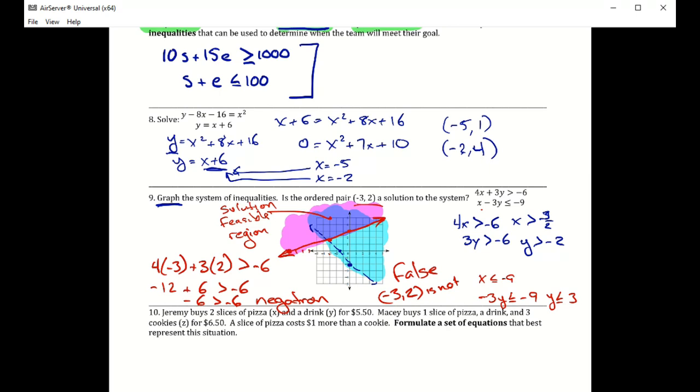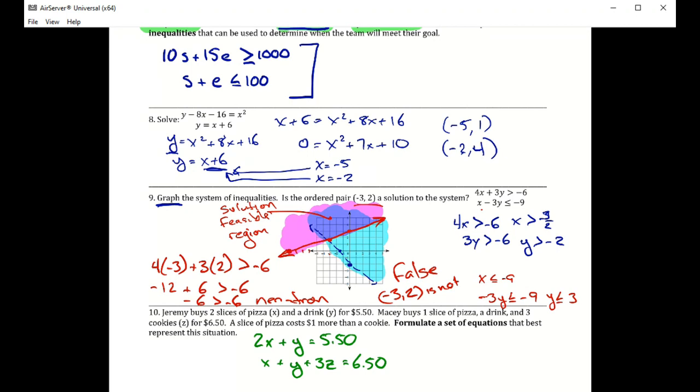All right, number 10. Let's erase some of my stuff here so we can see what we're doing. We have Jeremy. Jeremy's out buying pizza and stuff. He buys 2 slices of pizza X, so 2X. He buys a drink, and he spends $5.50. Macy buys 1 slice of pizza plus a drink plus 3 cookies, which are Z. And Macy spends $6.50. And then our last piece, a slice of pizza costs $1 more than a cookie.